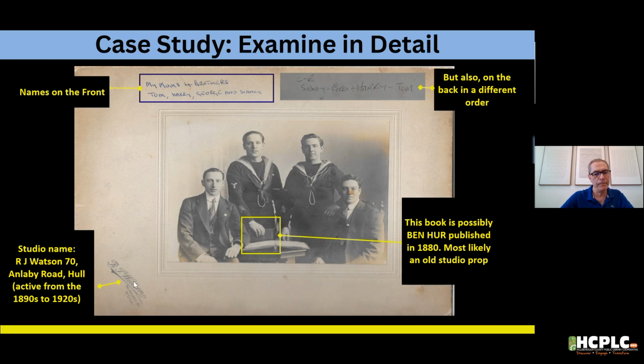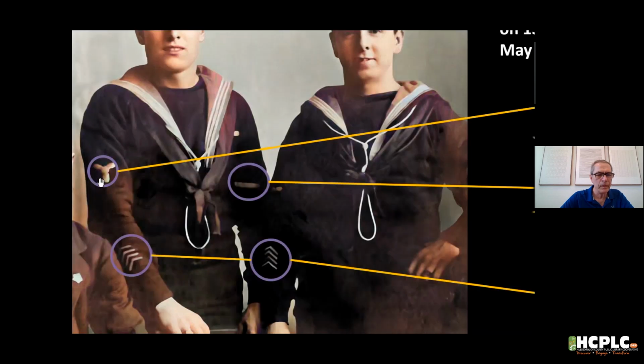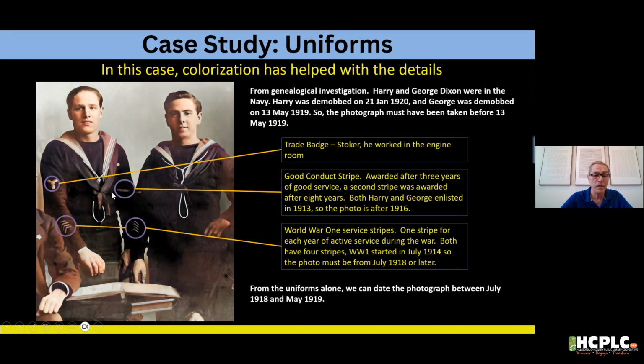I don't know the names yet, but I now can look at the colorization and look at the badges. We talked about insignia. These badges will all lead me to conclude that my two uncles here served in the military. These badges showed how long they served during the First World War, which is the whole war. This is his trade, and this one here is a good behavior badge, given after 3 years of good behavior. It doesn't tell me a lot other than they served for at least 3 years.